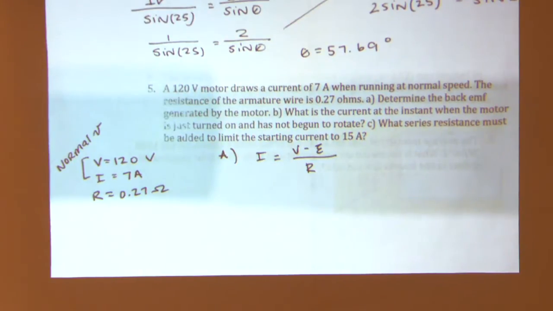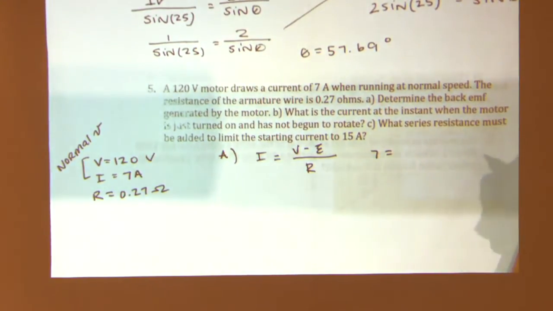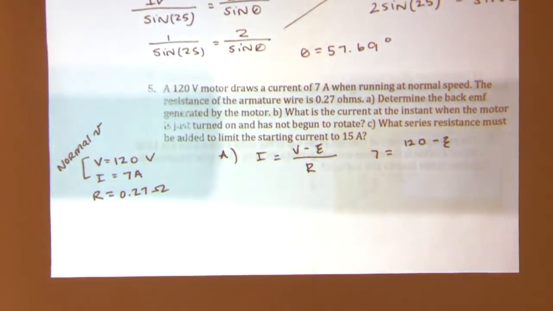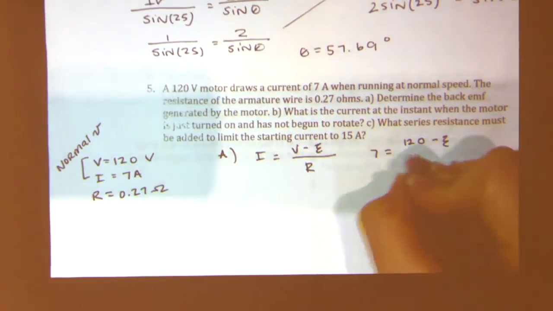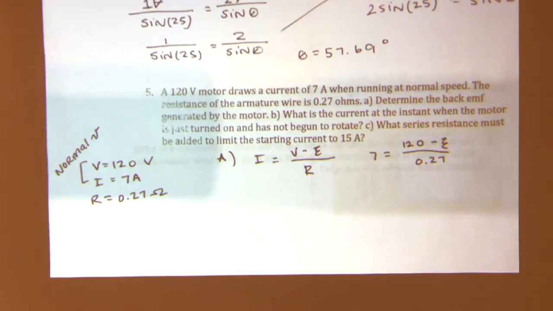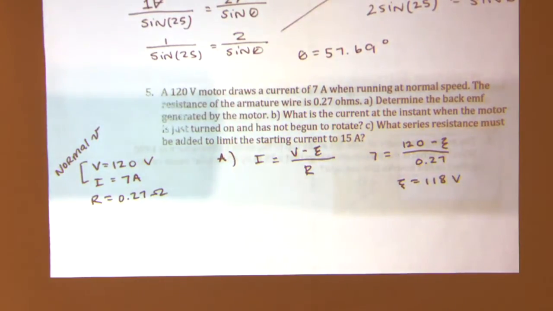So we really can just plug and chug in this one. They gave us the current to be 7 amperes. So we'll do 7 equals, our voltage is 120. We don't know the back EMF, and our resistance is 0.27. When I calculated that out, I got 118 volts for our back EMF. So we're saying the voltage is like 120, but really it's a little less than that because of this back EMF.